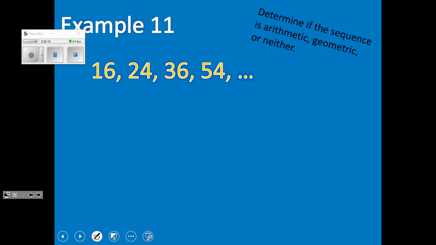So what do we think about this one? Arithmetic, geometric, or neither? Geometric. Geometric. Very good. What's the common ratio? 3 halves, or you could say 1.5. That would be fine. So R is equal to 3 halves or 1.5, and so we would say this is geometric. Thumbs up if you got geometric. Ryan, how you doing? Thumbs up? Okay.